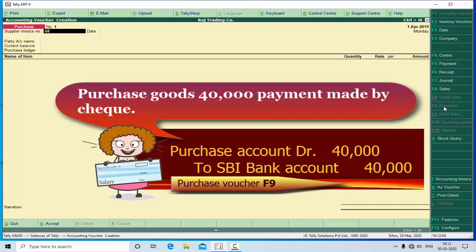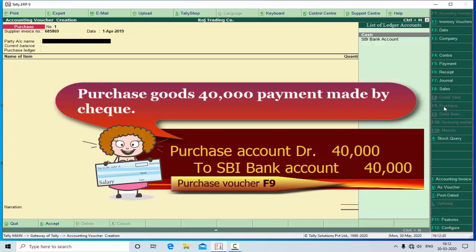Enter the voucher number or bill number. You can say supplier bill number. When we purchase the goods, that supplier will deliver you the bill, and that will contain the invoice number and invoice date, the date which is contained on the bill. You can enter it here. Then select the party name here.